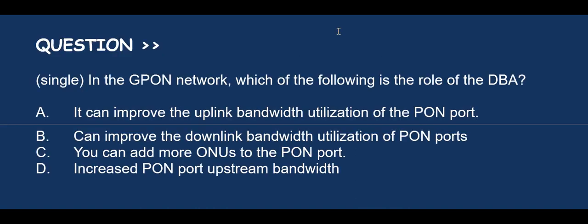Question is, in a GPON network, which of the following is the role of DBA? Option A, it can improve the uplink bandwidth utilization of the PON port. Option B, can improve the downlink bandwidth utilization of the PON port. Option C, you can add more ONUs to the PON port. Option D, increased PON port upstream bandwidth. Option A is correct.